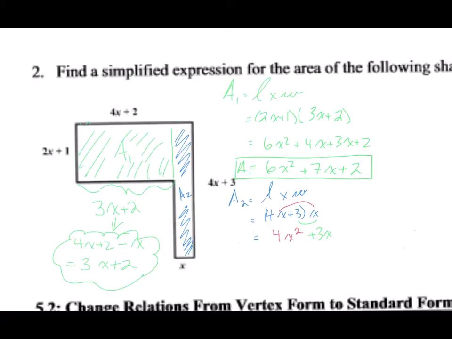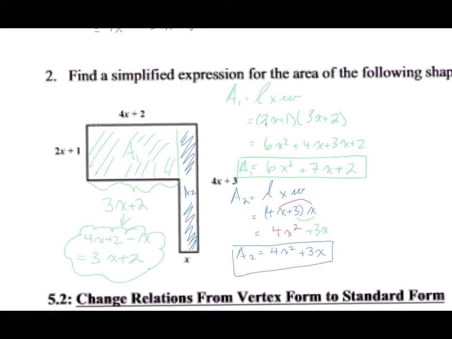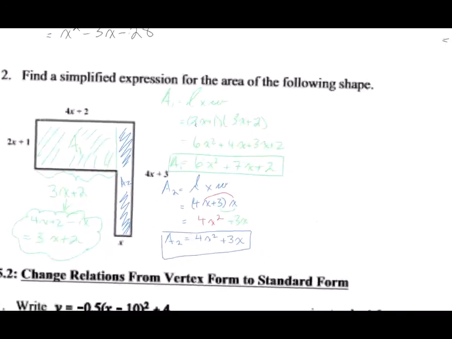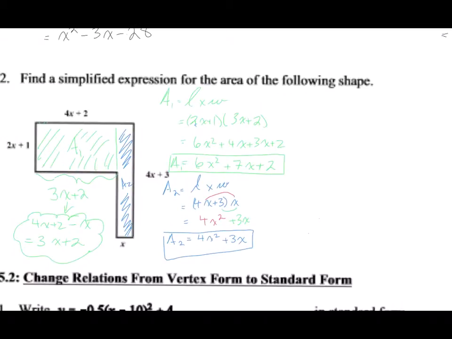So let's identify area 2, and then we'll figure out how to calculate our total area. So yeah, that should be it. And now we're going to identify how to calculate the total area. So the total area is going to be A1 plus A2. So let's actually write that out and see what we get. Now, you're going to have A1 plus A2.